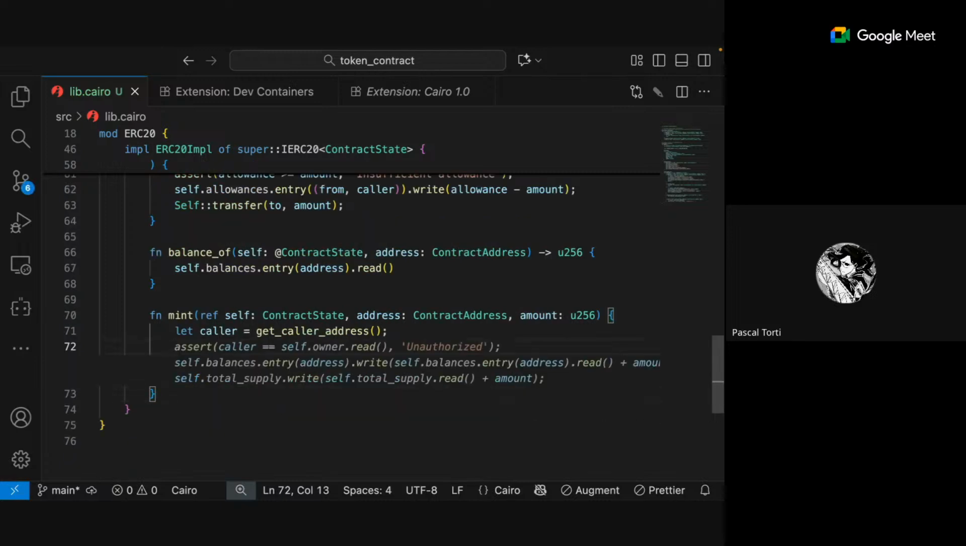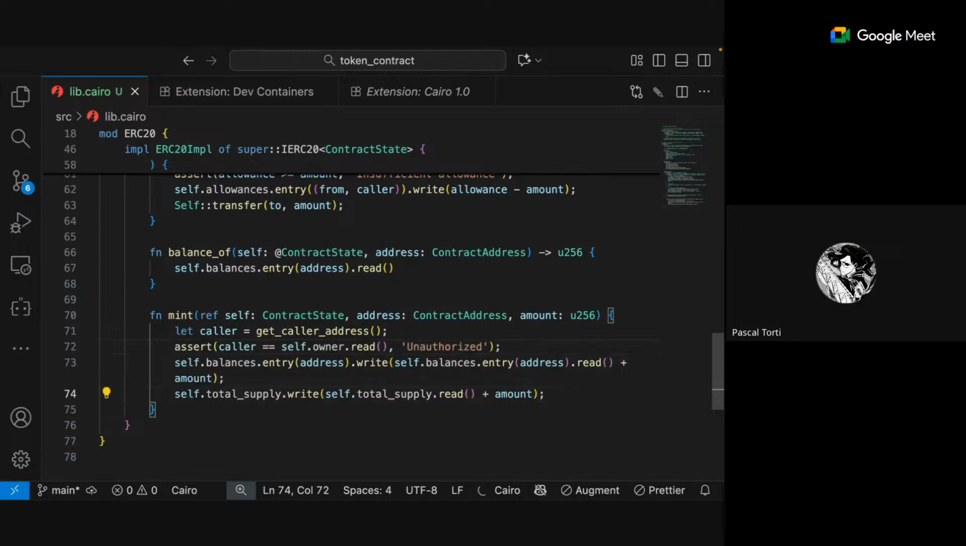Now we want to check if the caller is the owner. Check the balance of the address, that is the target, the person you want to mint to. Then we are going to increment the total supply. So this is absolutely.